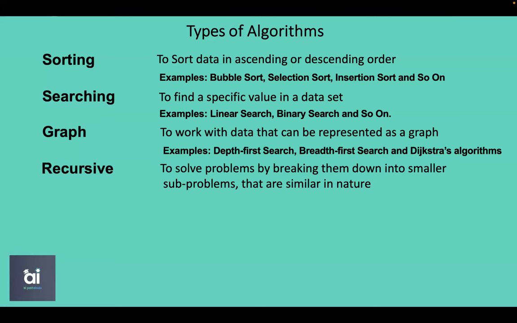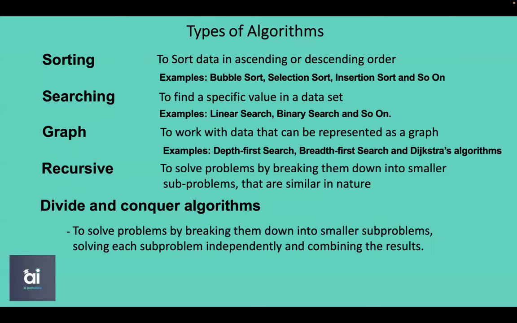And the next type of algorithm is divide and conquer algorithm. Divide and conquer algorithms are used to solve problems by breaking them down into smaller subproblems, solving each subproblem independently and combining the results. The example of this algorithm can be quicksort or merge sort.